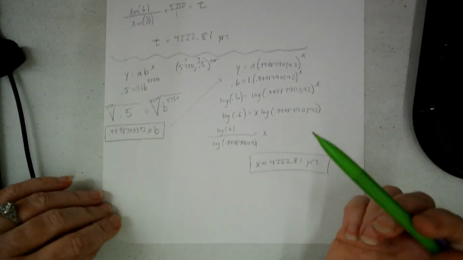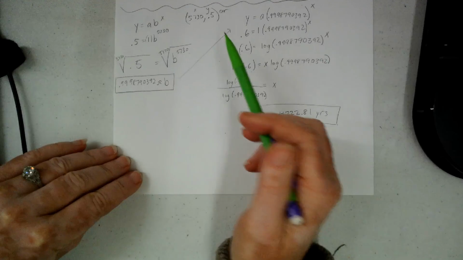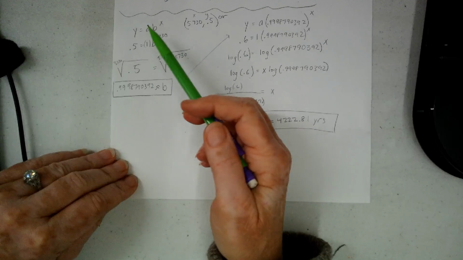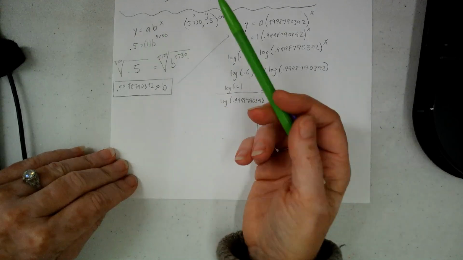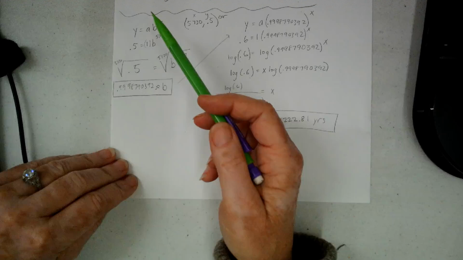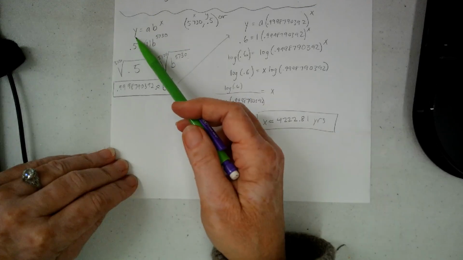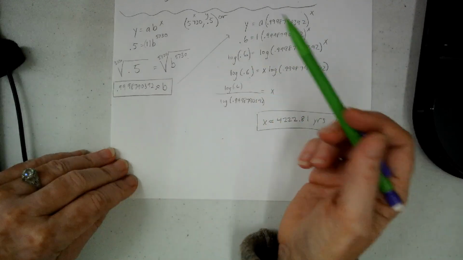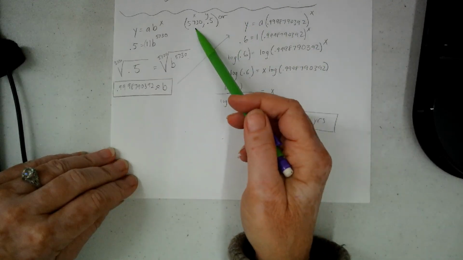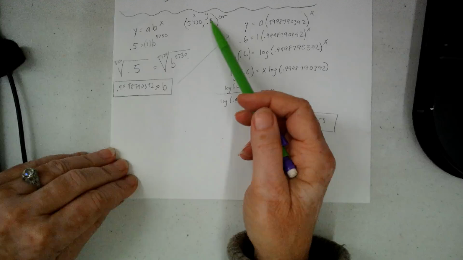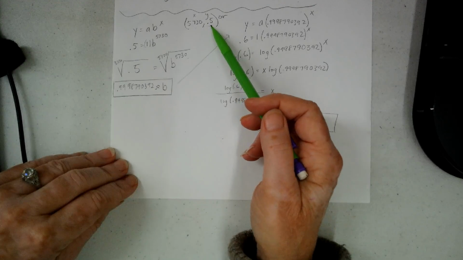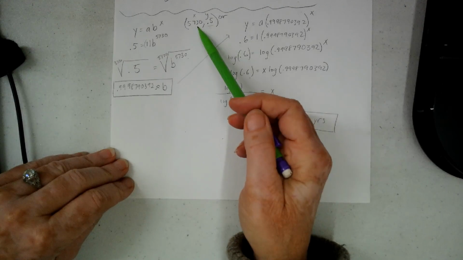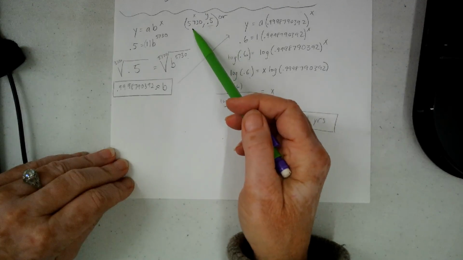your book does it. Here's the way I would have thought to do it if I hadn't seen the way the book did it. I would have started out with, it said exponential. I knew to use exponential decay. So I would start with y equals a times b to the x, and then I know that 0.5 of the material, the carbon, is left, half of it is left after 5,730 years.